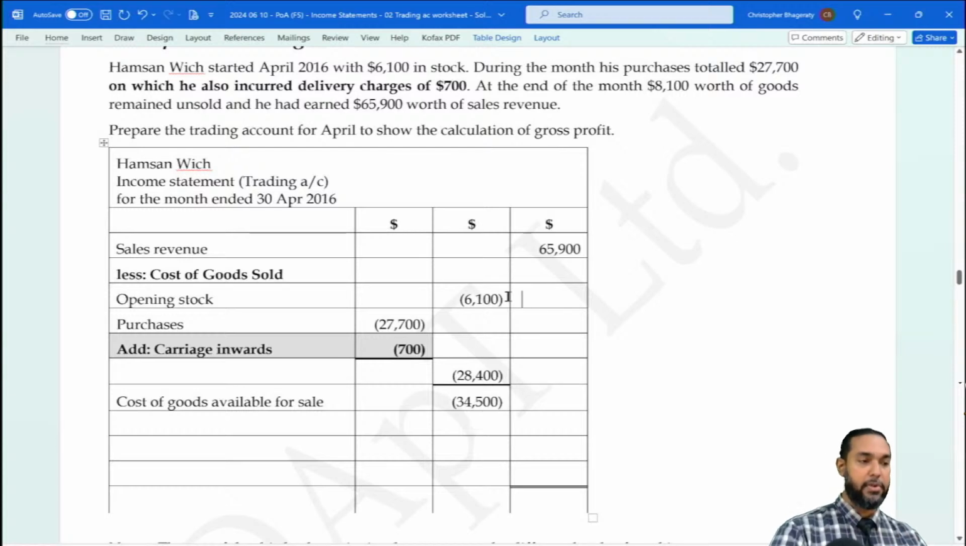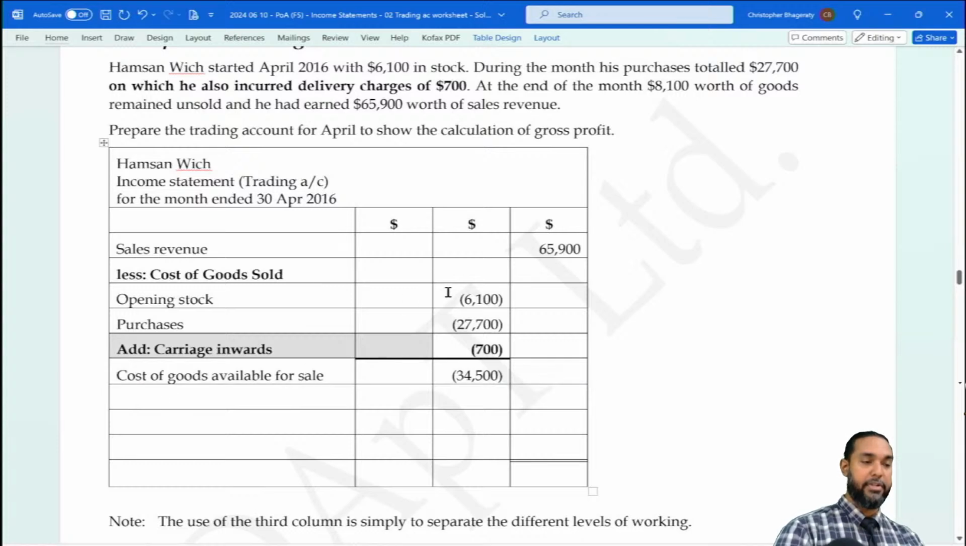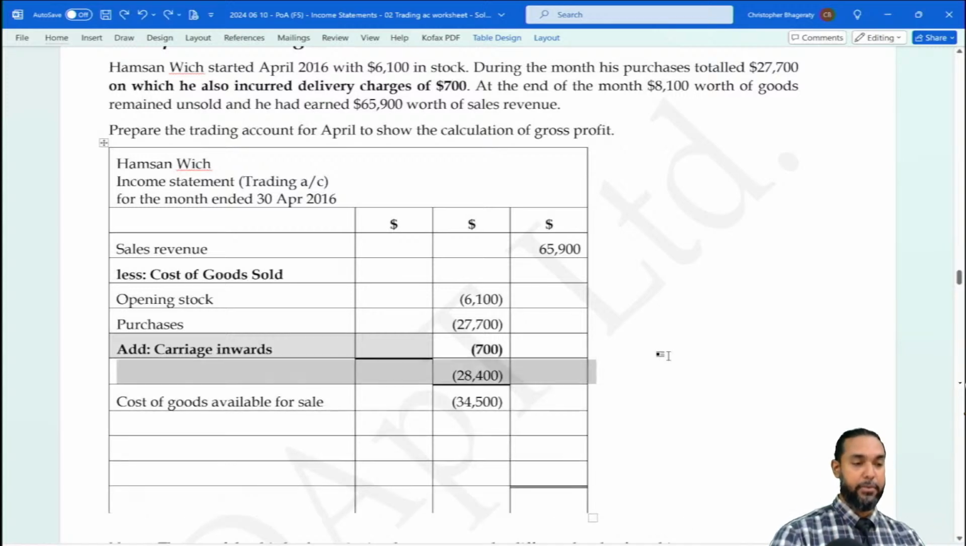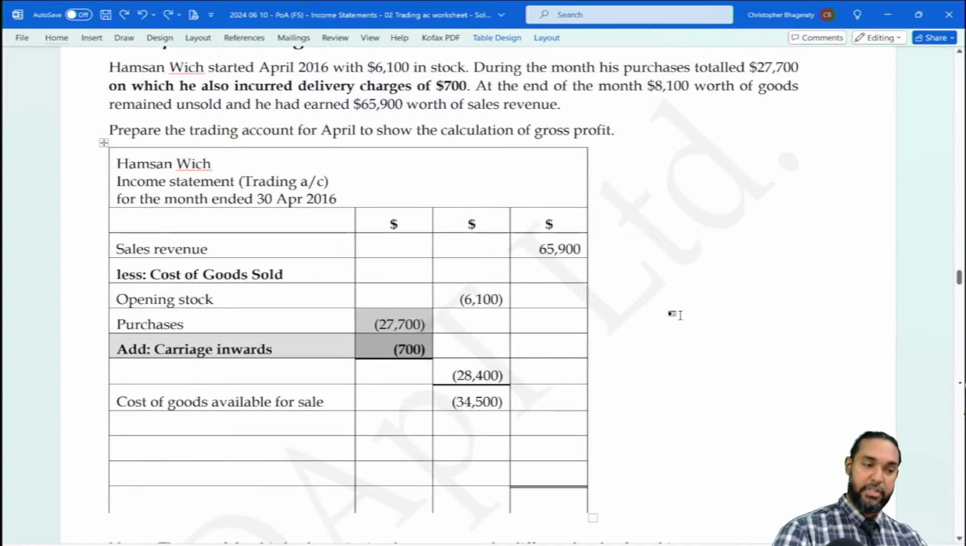Right, so once again, we have the opening stock, and then we had purchases plus the carriage in, which gave us this new figure here. But again, if you prefer, you could pull these across here, and you could even get rid of that line there. So you could just do this plus this equal to that. So again, just showing you some options.